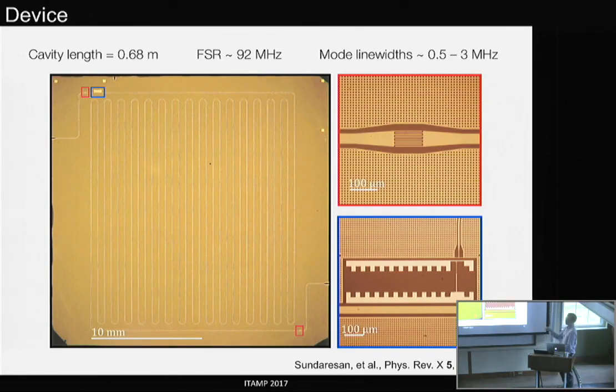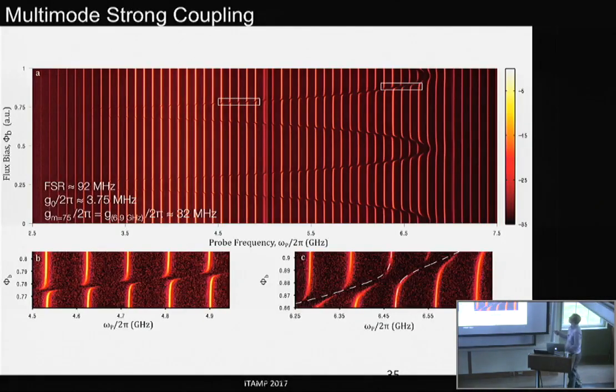And so then we can say, well, let's look for our vacuum Rabi crossings. And so here you go. We tune our atom, and now it's a Fabry-Perot cavity, so you have lots of modes.